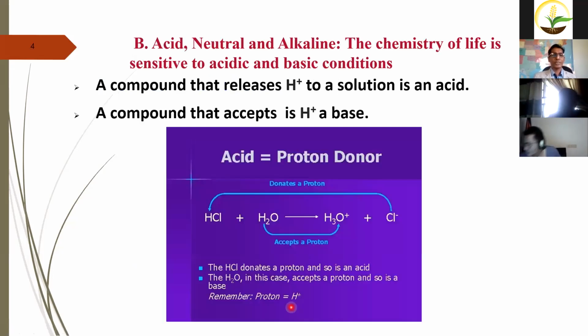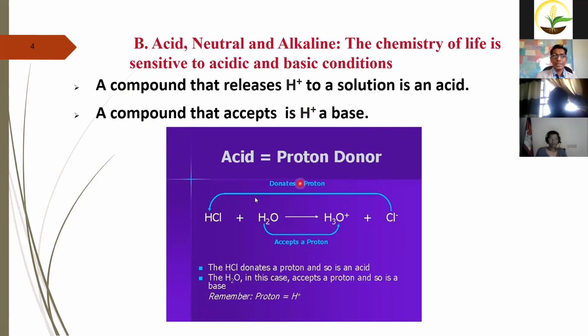So let's go a little bit more practical, but still very basic. Acid, neutral, alkaline. The chemistry of life is sensitive to acidic and basic conditions. So what is an acid? I think we know it nicely. A compound that releases hydrogen ion to a solution is an acid, and a compound that accepts hydrogen ion is a base. So an acid is a proton donor. Basically remember that a hydrogen ion is a proton, no electron there, only positively charged.